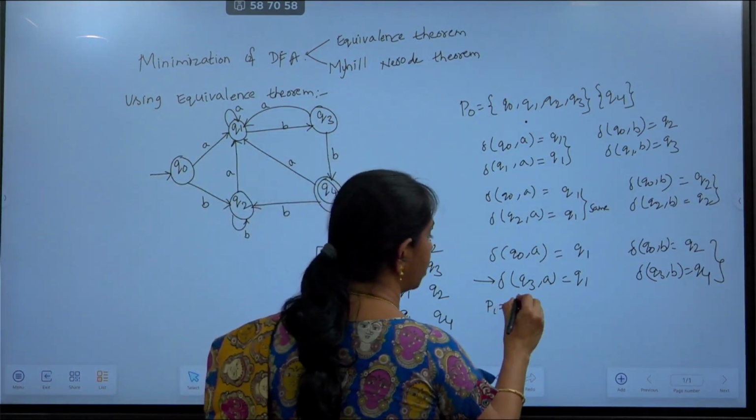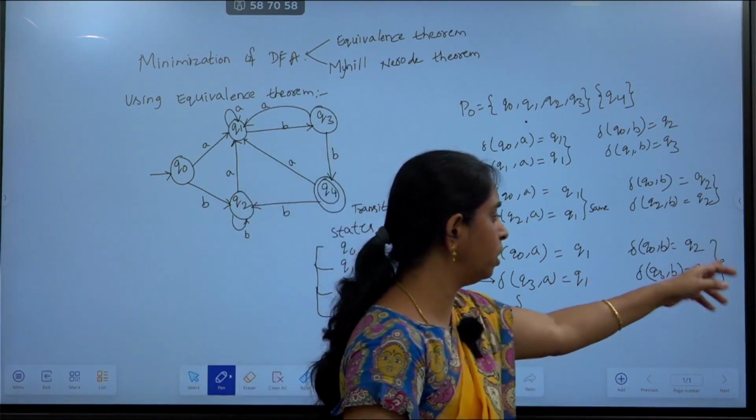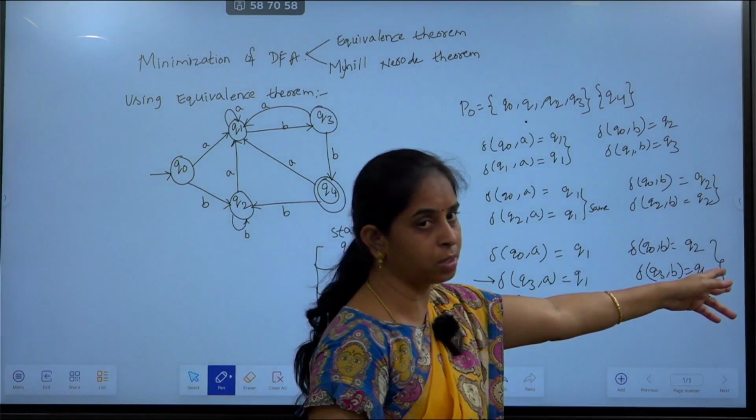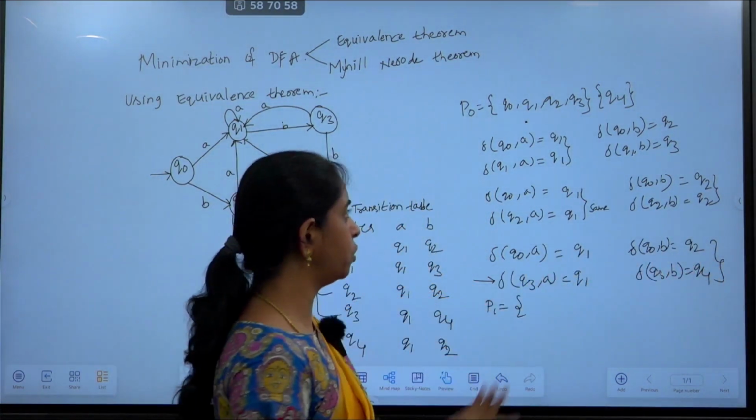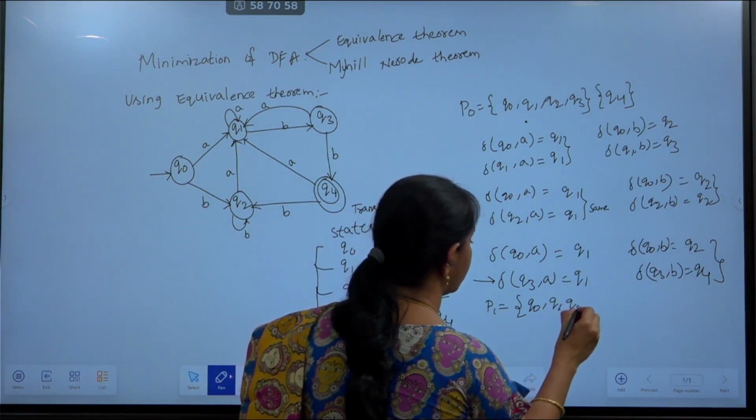So that means Q3 we are dividing from this partition, because whenever we are comparing with the Q3, we have reached the different states. That means Q3 is not in this partition. So Q0, Q1, Q2 is one partition.